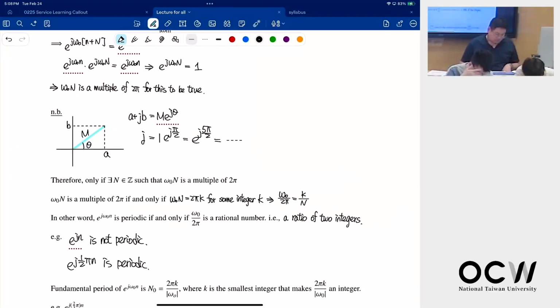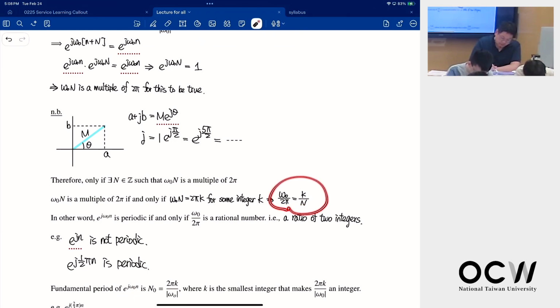But e to the j (1 over 2) pi, that is periodic. Okay, then we can find the fundamental period. So for the fundamental period, the n naught should be 2 pi k over the magnitude of omega naught. And then k is the smallest integer that I need to make this an integer.